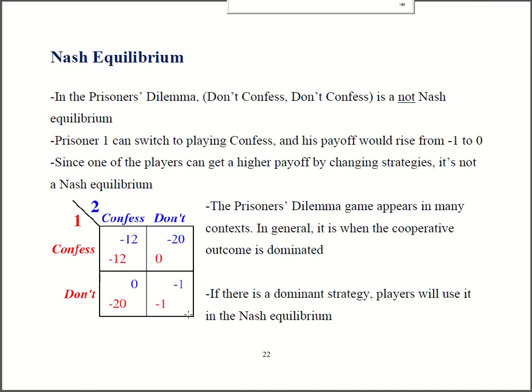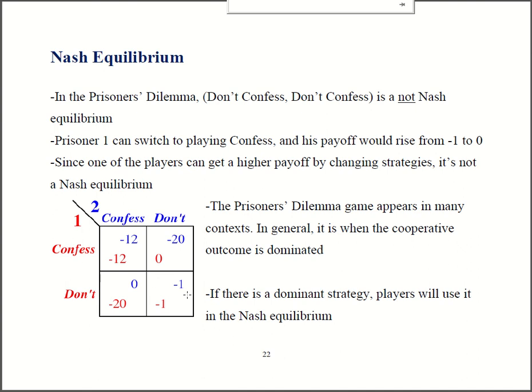So let's start looking at prisoner 1. So right now, they're both playing don't confess, don't confess. Prisoner 1 could switch to playing confess, and now they're getting a payoff of 0 instead of negative 1. That's because prisoner 2 is still playing don't confess. Remember, for Nash equilibrium, you look at only one player at a time changing their strategies. So prisoner 1 could get a higher payoff by changing their strategy to confess, so this outcome is not stable. This is not a Nash equilibrium.